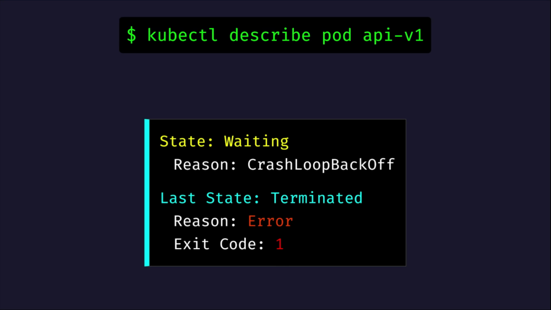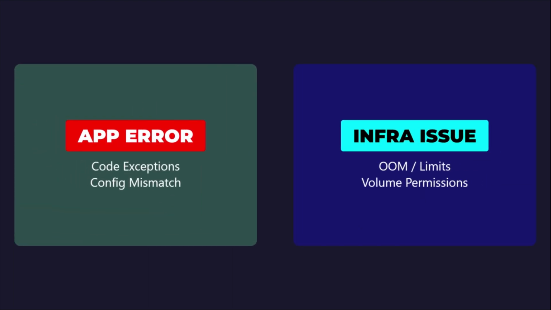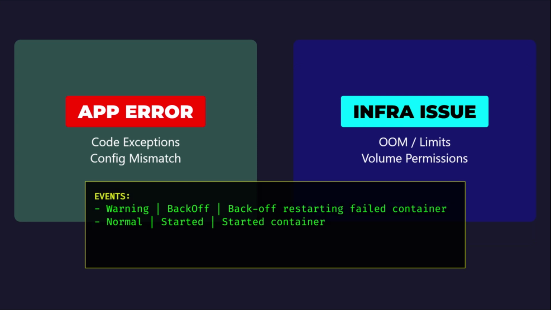The first step is always kubectl describe pod, followed by the pod name. Focus on the status field and the last state section. This reveals the actual termination reason, often container creating or error, and the precise exit code that initiated the loop. This initial triage isolates the failure type, application error versus infrastructure misconfiguration, saving 90% of debugging time.